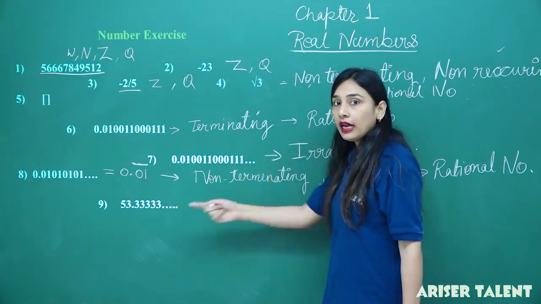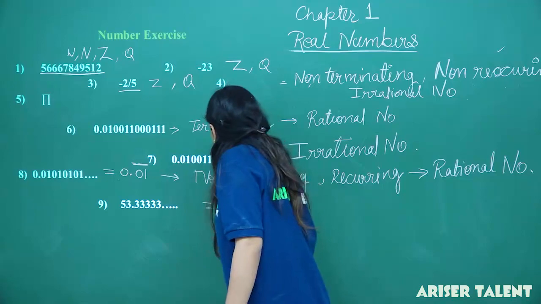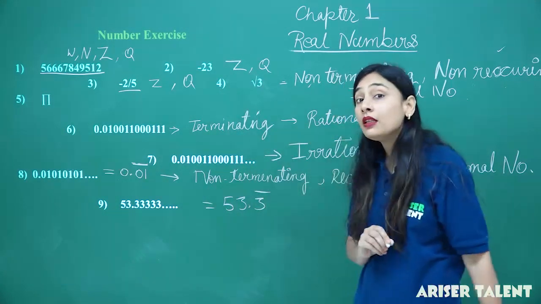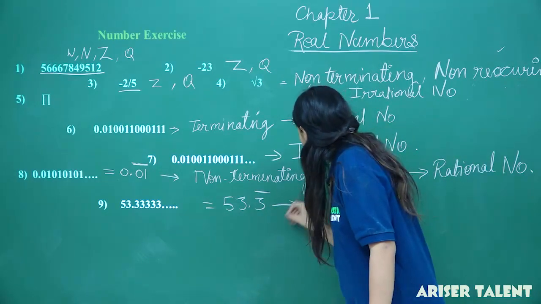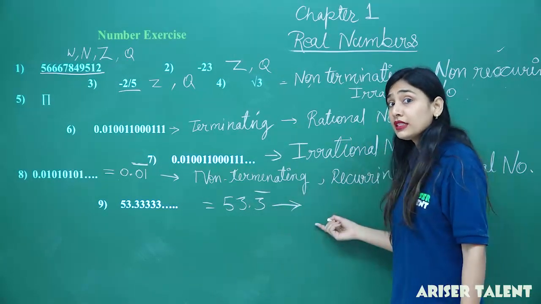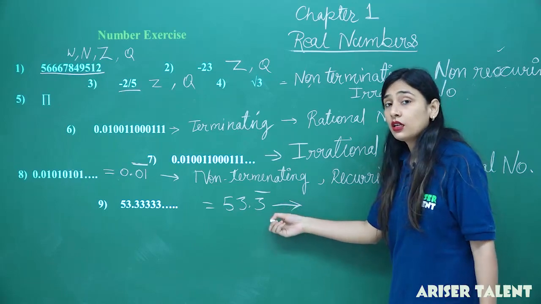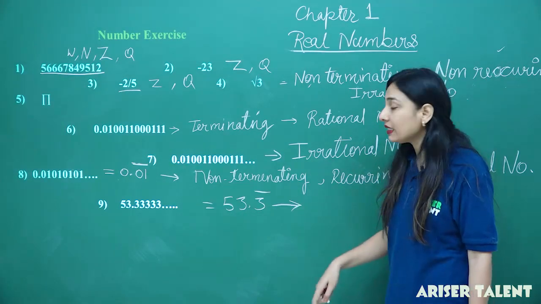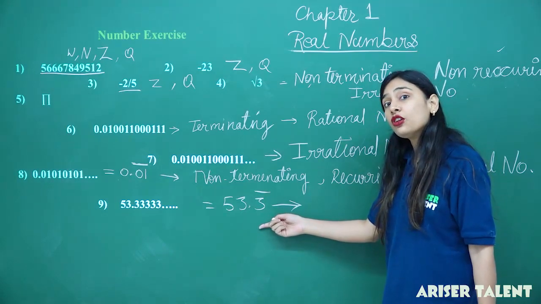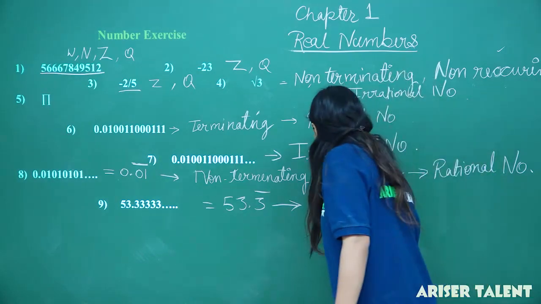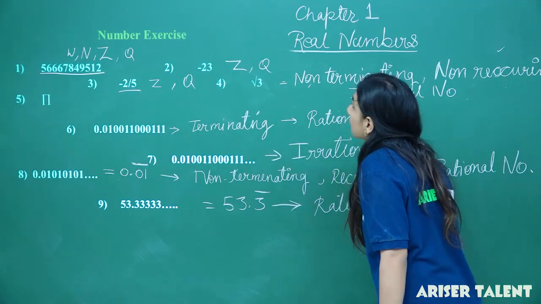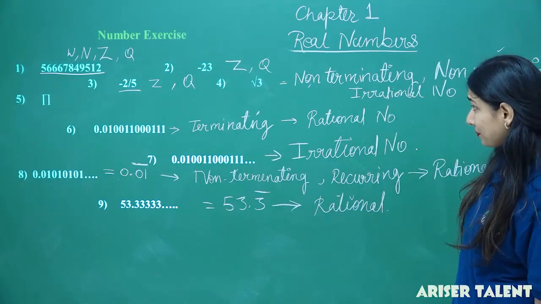Now, again, tell me the answer of this. 53.333333 and so on. How will we write it? 53.3 bar. It's simple. And this is what? It's reoccurring or repeating, but it's non-terminating. So, is it rational or irrational? Right, it is rational.